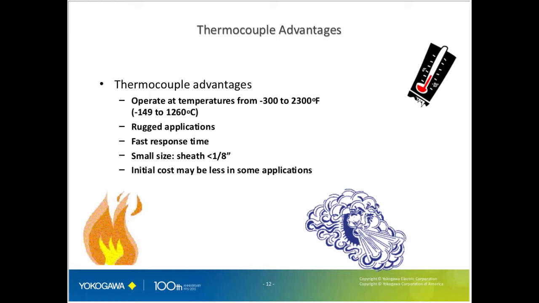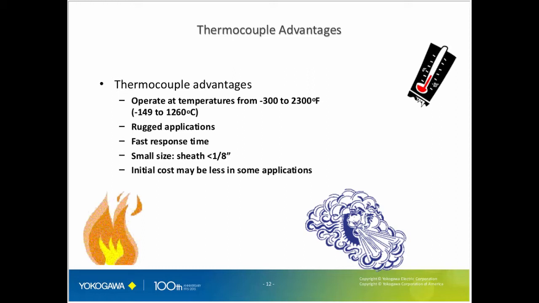They have a small size, so the sheath can be at least less than 1/8 of an inch, so that kind of affects the response time as well. And the initial cost may be less in some applications, so generally they're cheaper than RTDs.